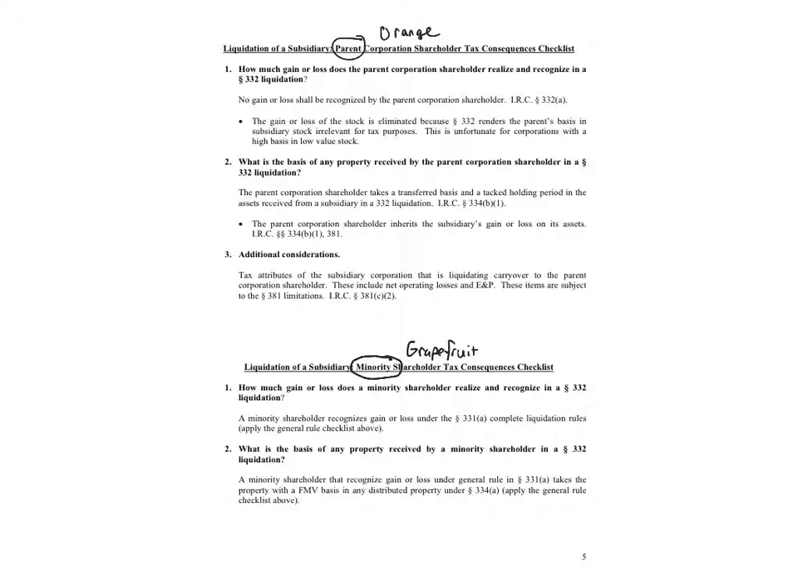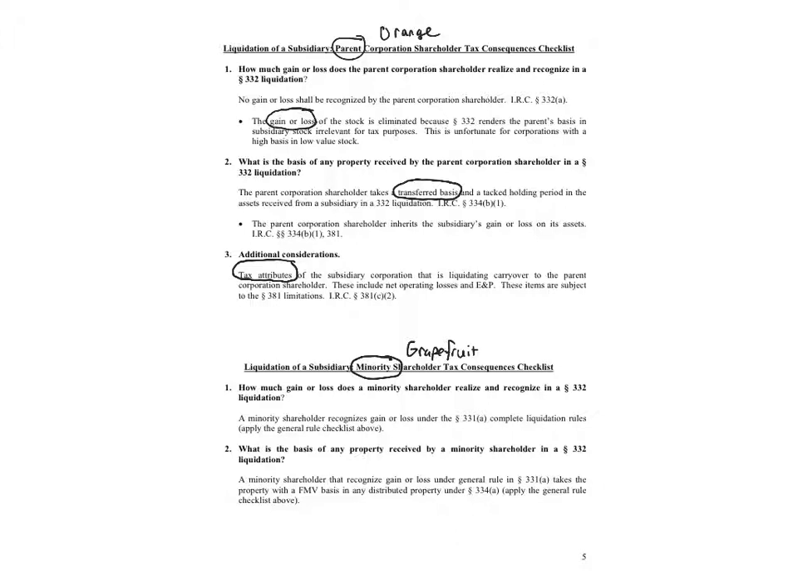So this is how it works. For the parent corporation, Orange, no gain or loss recognized. The adjusted basis that Orange takes in the property is going to equal the transfer basis. You roll over the basis, and you also get the tack on holding period. And then all tax attributes roll over, which I'm not going to test you on. Just know that all tax attributes, like E&P and net operating losses, roll over from the subsidiary to the parent.